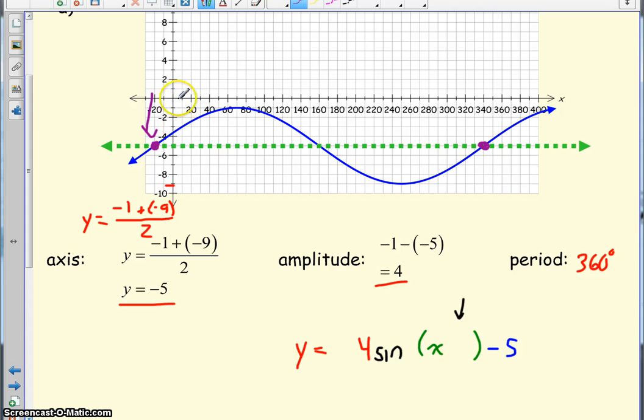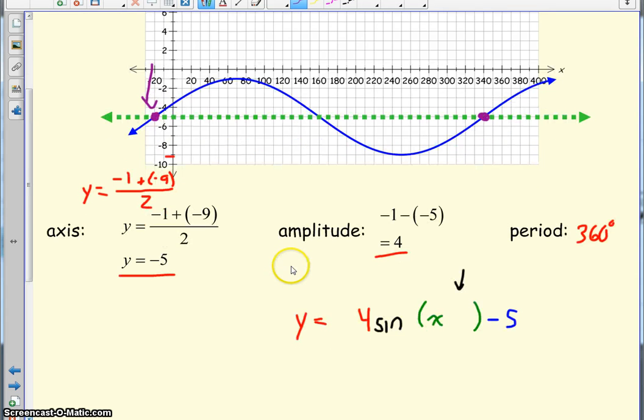Well, again, on the original parent function, the cycle starts at 0 degrees. Now this cycle is starting at negative 20 degrees, so my phase shift is left 20 degrees. And if my phase shift is left 20 degrees, I have x plus 20 degrees in the equation. Okay, and this is a perfectly valid equation for this graph.